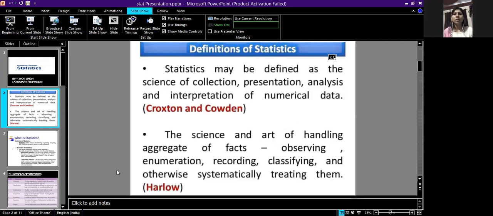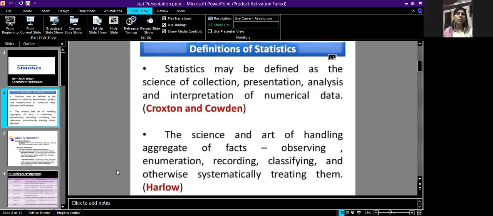The second author who has given a definition of statistics is not so much different from the definition of Croxton and Cowden, but it says that something more is related to statistics. And what is that? That statistics is not only a science, it is also an art. Yes, it is the process of collecting, presenting, analyzing, and interpreting numerical data.